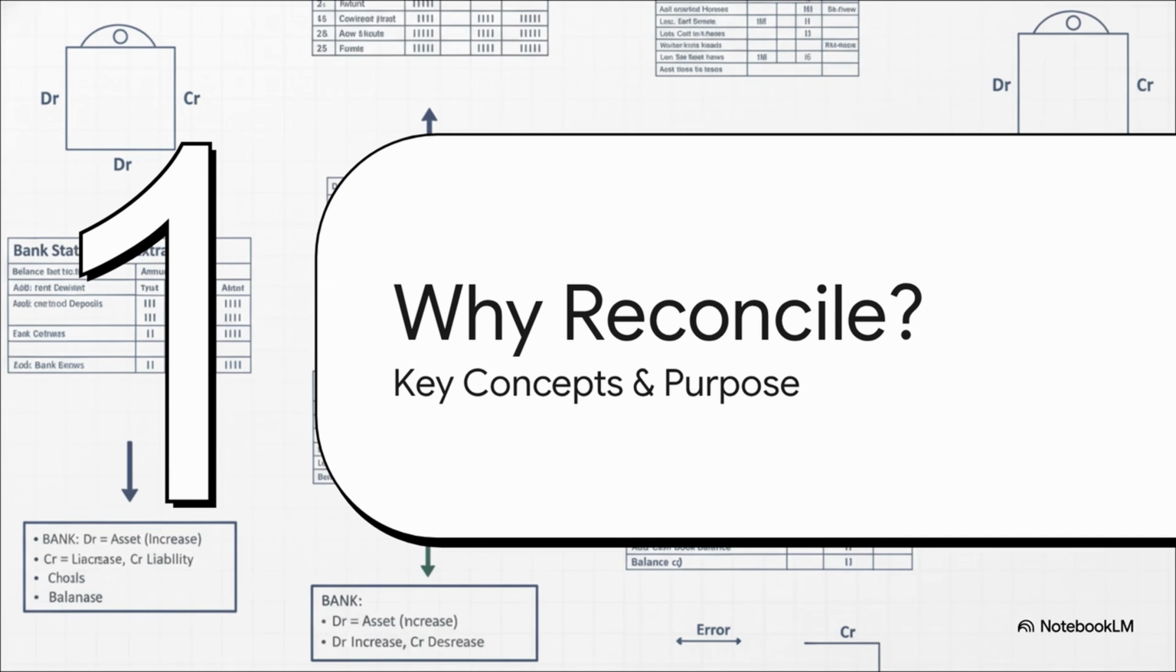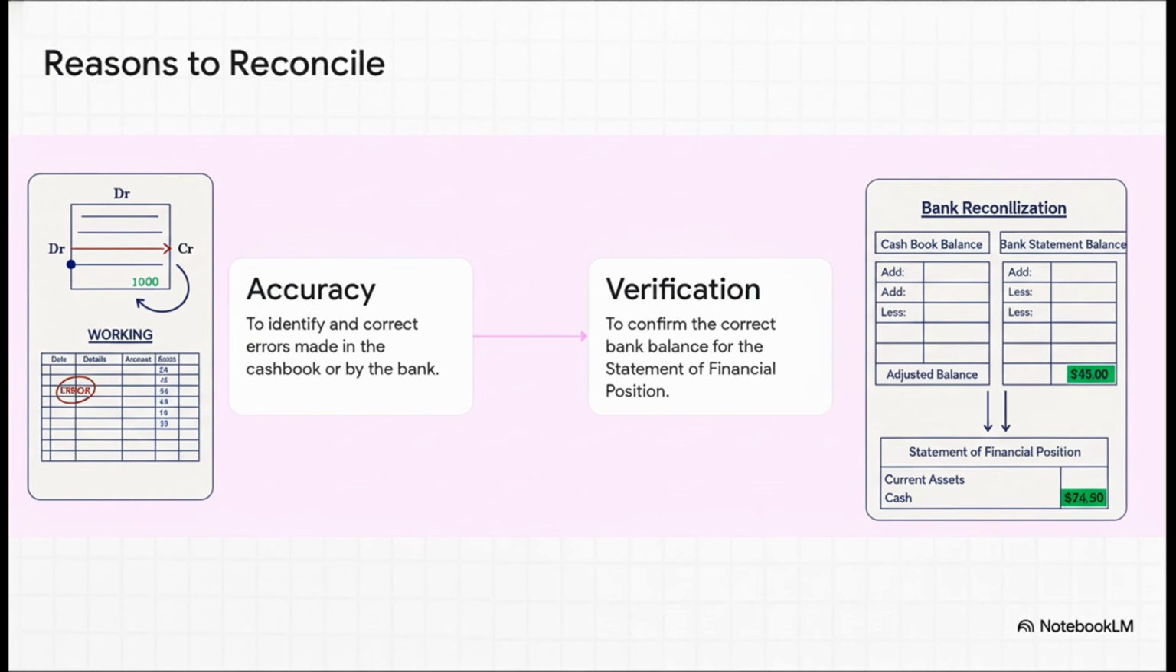So we've seen how to do it, but let's just quickly recap why we go through all this trouble. It's important to understand the bigger picture here and lock in some of those key terms we've been using. Really, it boils down to two big reasons. The first is accuracy. A bank reconciliation is one of the best ways to spot errors, whether it's a mistake you made in your Cashbook or even a rare error made by the bank. The second reason is verification. This process verifies the correct bank balance, and that's the number that has to appear as a current asset or liability on your statement of financial position. So it's about making sure your financial statements are correct.